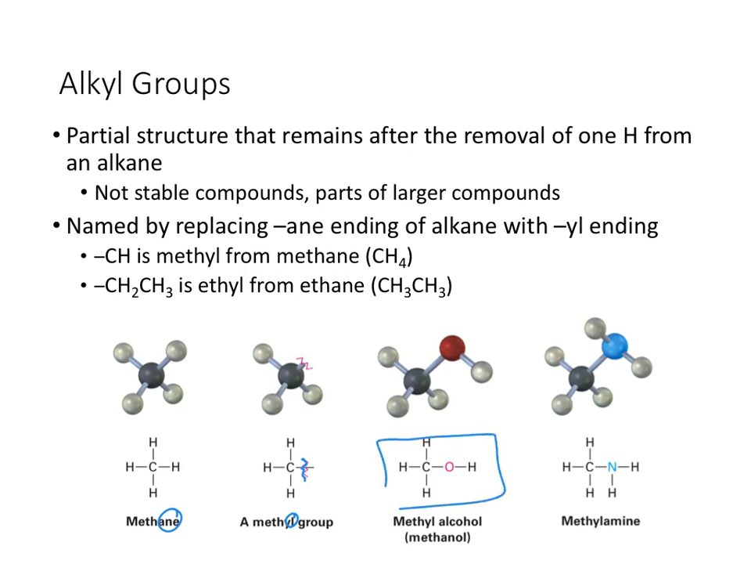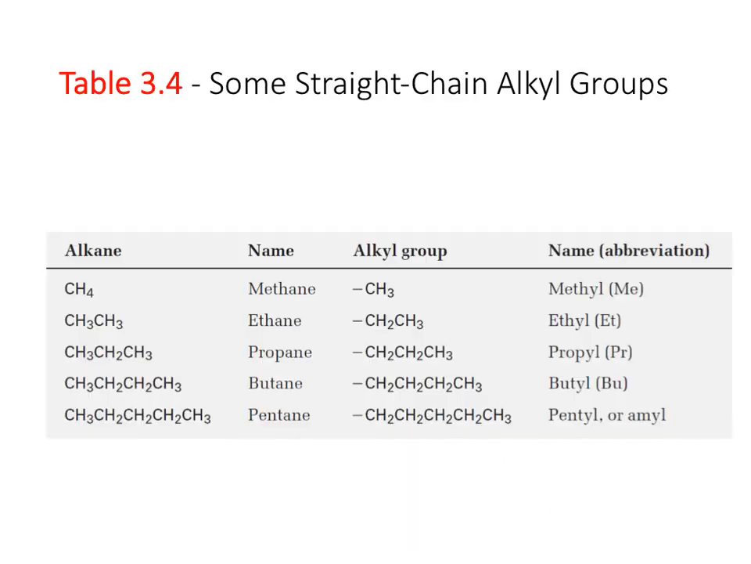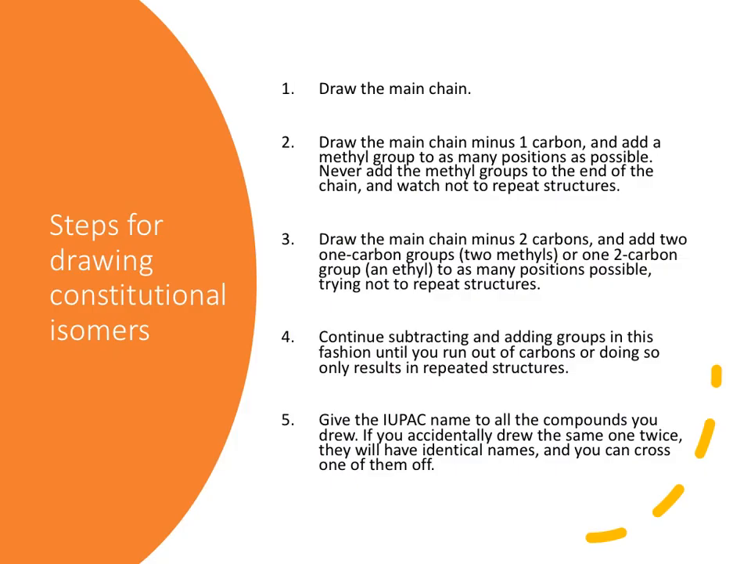So this molecule is called methyl alcohol because you have a methyl attached to an alcohol functional group. This compound is called methylamine because you have a methyl group attached to an amine. So for straight chain alkyl groups, you just again change the ANE ending to YL. So butane becomes butyl, pentane becomes pentyl, and so on.